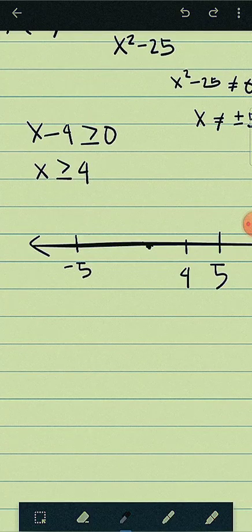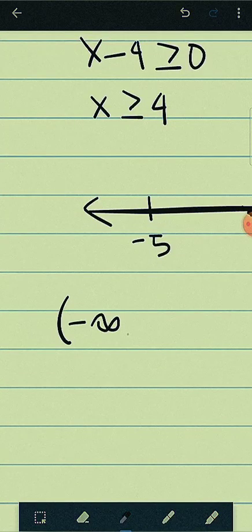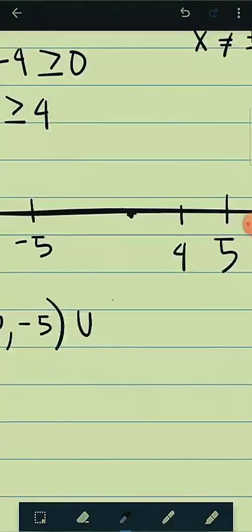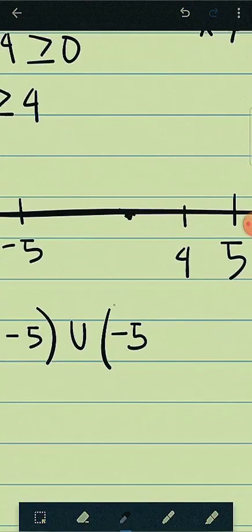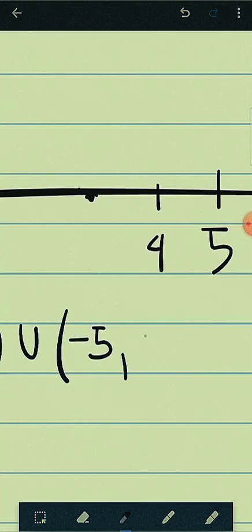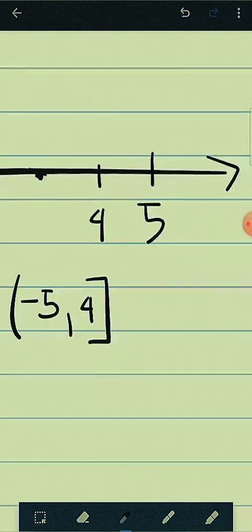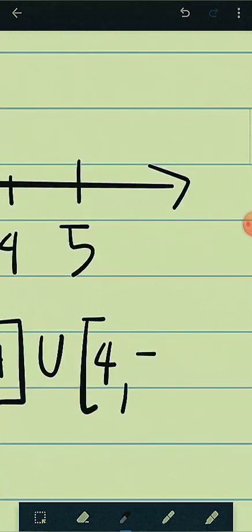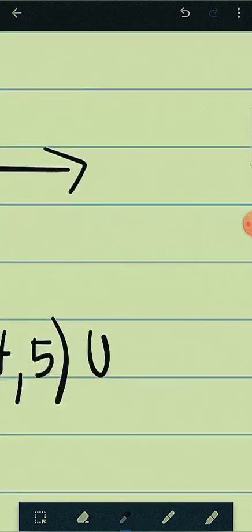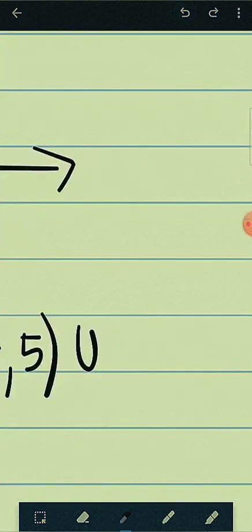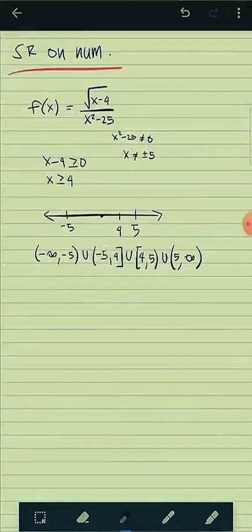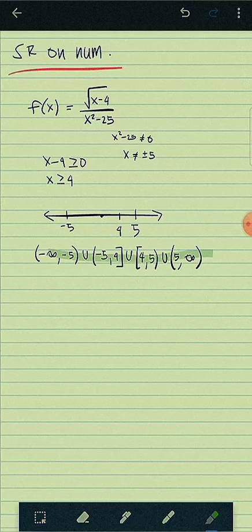So our domain here is from negative infinity to negative 5, not including negative 5, and then the union of from negative 5, not including negative 5, to positive 4, of course including 4. And then the union of from 4, including 4, to 5, not including 5. And then from 5, not including 5, towards positive infinity. This is the domain of this function.